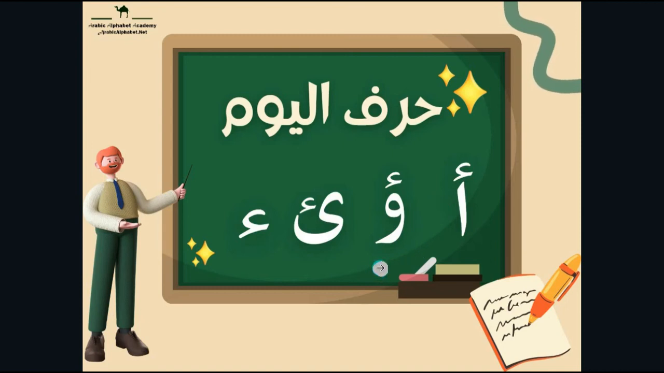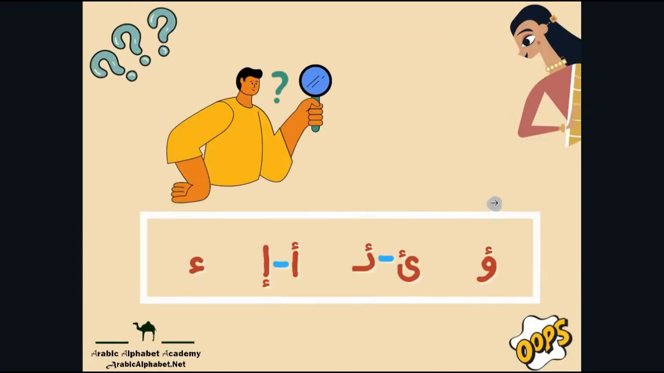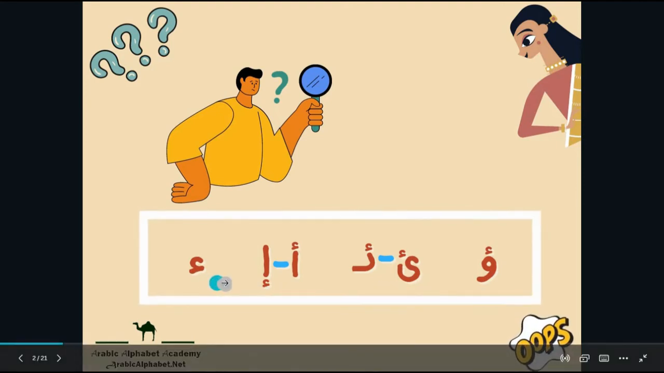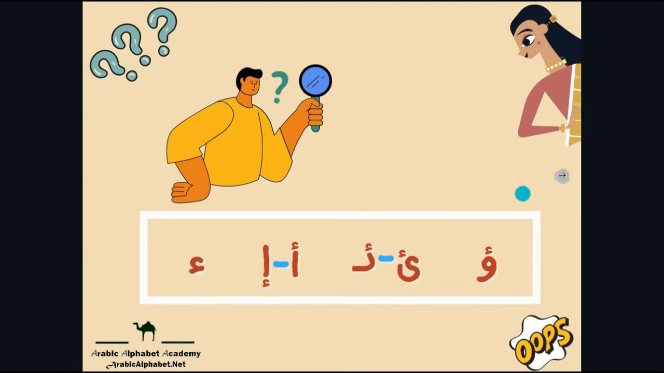Assalamu alaikum. In this video we will see the different shapes of the Hamza and the rules behind them. As we notice here, the Hamza can be on Waw or on Ya or on Alif or even on the line. So how do we know which form is the right one to use?